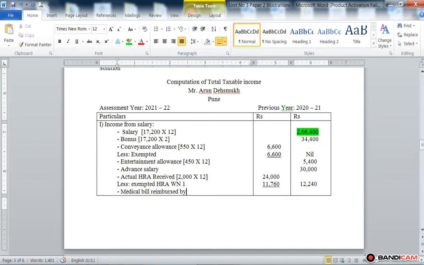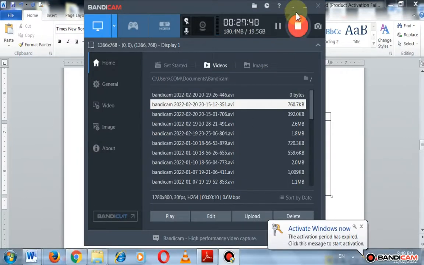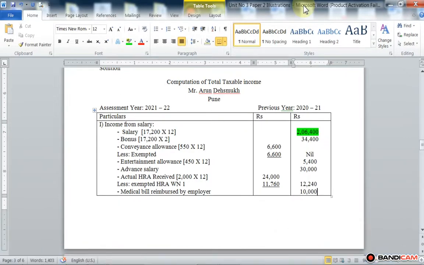Reimbursed by employer, fully taxable, amounting to rupees 10,000. Okay, so it is very easy to compute the exempted HRA as well as the medical bill reimbursed by the employer, fully taxable. Whatever the amount given by the employer to the employee, fully taxable.